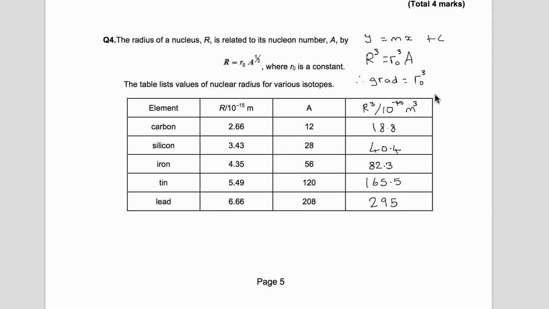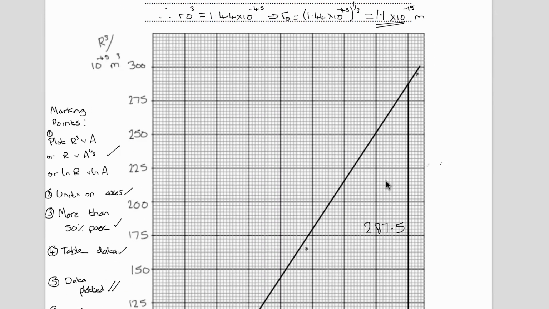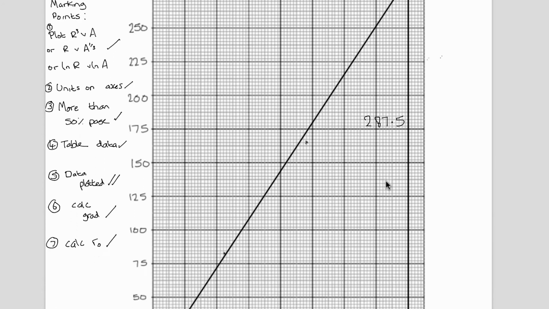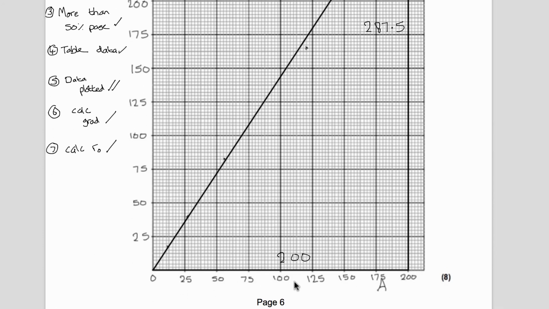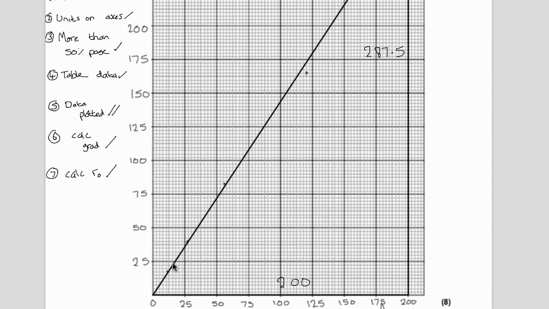The very first thing I'm going to do is use my table and work out what r cubed is. All of these numbers are times 10 to the minus 45 meters cubed. I simply took these numbers and cubed them, so 2.66 cubed is 18.8, and so on. I'm then going to plot r cubed against A, and I end up with a nice straight line that looks like this. I've got A on the bottom, so 25, 50, 75, and I've gone up in 25s up the side as well. I plotted my points and got a nice straight line like that.